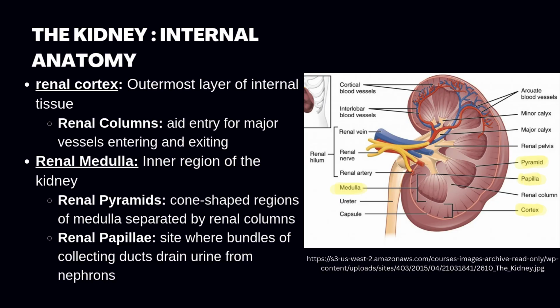The renal medulla is located in the inner region of the kidney and is separated by the renal columns into cone-shaped regions of the medulla known as renal pyramids. Located at the top of a renal pyramid is the renal papillae. This is the site where the complete product of urine is drained into first.